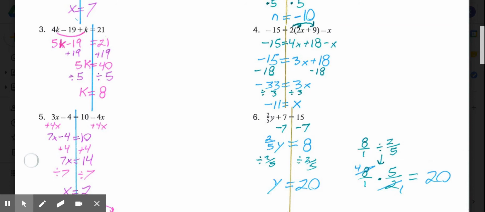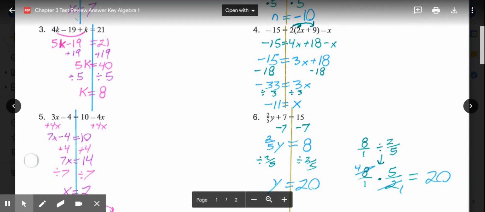So then we want to undo the subtraction of 19. So add 19 to each side. On the left, we're left with 5 times k. On the right, 40. Divide both sides by 5 to get 1k, and k would equal 8.